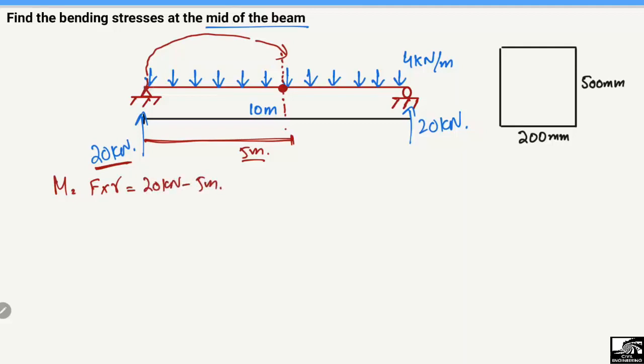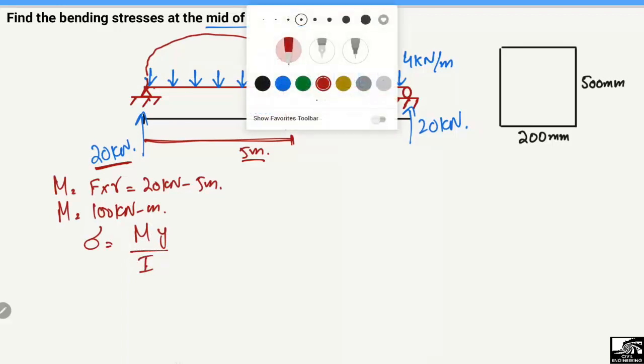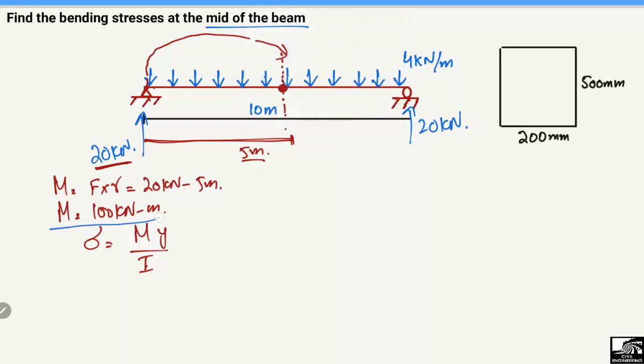The distance from this point up to this point is 5 meters. So we will get the moment value equal to 100 kilonewton meter. So this is our moment value acting at the midpoint of the beam. And the stress formula, as I discussed before, is equal to My over I. So M is now known to us. M is 100 kilonewton meter.